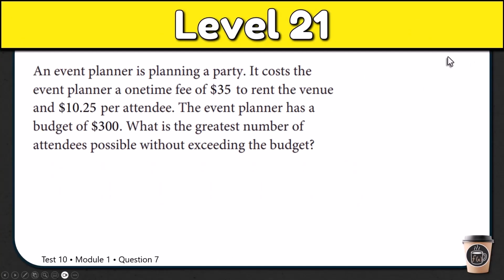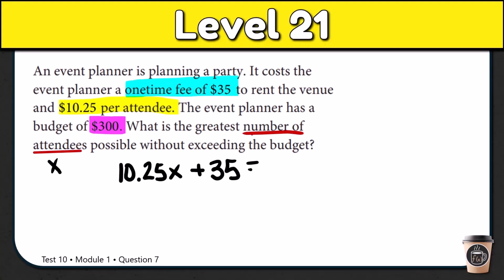All right, we've got an event planner planning a party. One-time fee of $35 means you're not multiplying that by anything. That's an incredible deal. And then take 10.25 times the number of people, and you don't want to go over 300. Let the number of attendees be our x. That's the thing we're looking for.